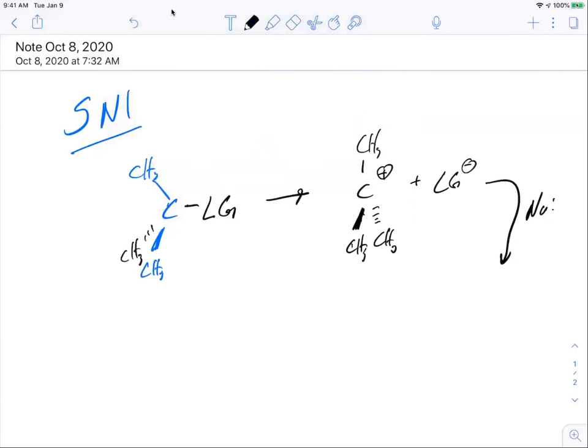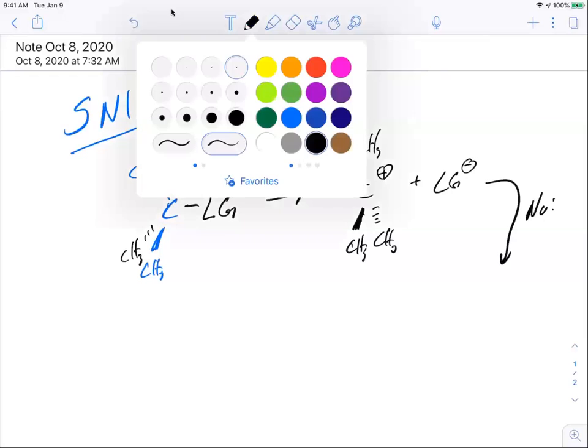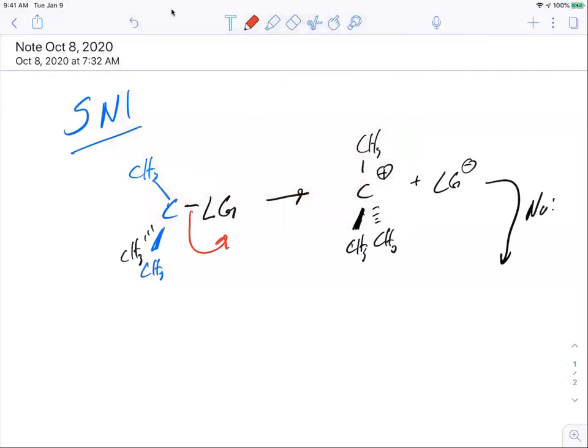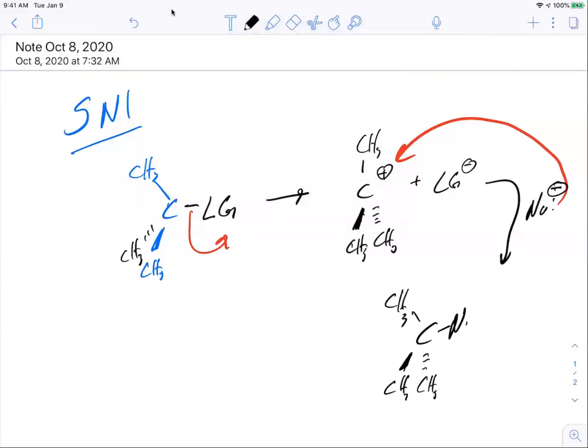Remember that a bond is just like a spring. So if I can get that spring to really start to shake, there's a chance that I'll break that spring for a little while even. So the leaving group leaves with its electrons, leaving a carbocation. Then the nucleophile comes in. For simplicity, we'll call this a negative nucleophile. That gives us the new product.